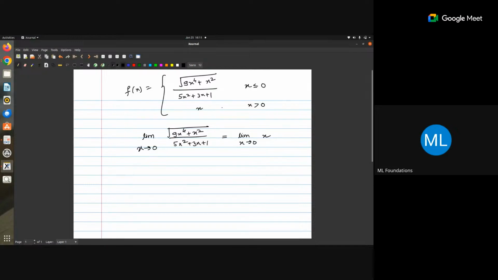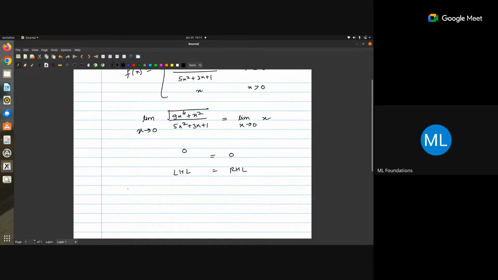And how do you solve this? You have to plug in the value of x equals 0 inside this function. When I plug in there, what will happen to my numerator on the left hand side? It will be 0. 0 by 1, because we have 1 in the denominator. And on the right hand side, if I plug in 0, it will be 0, right? That means the left hand side limit is equal to the right hand side limit, and hence if this is true, then we can say that the function is continuous.